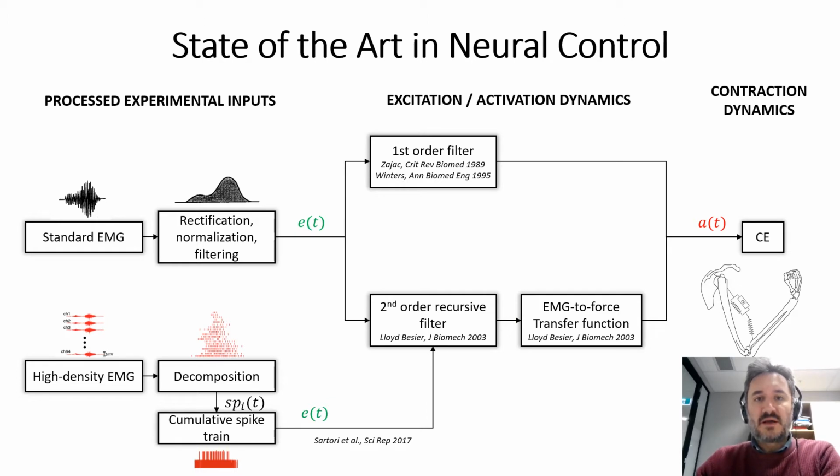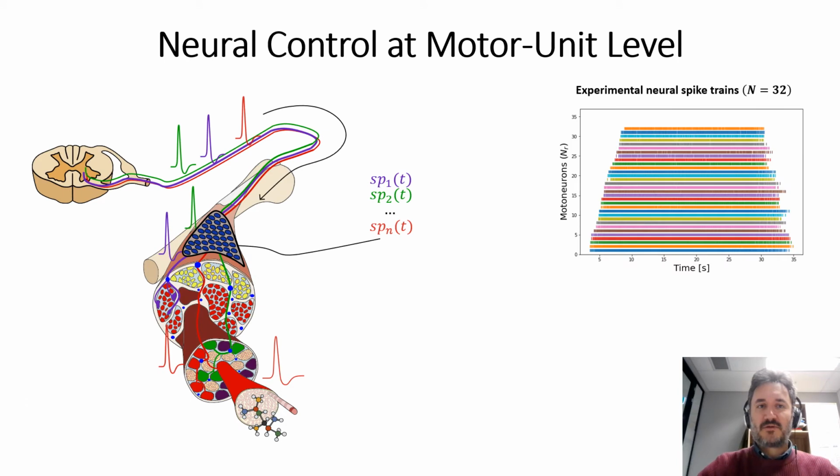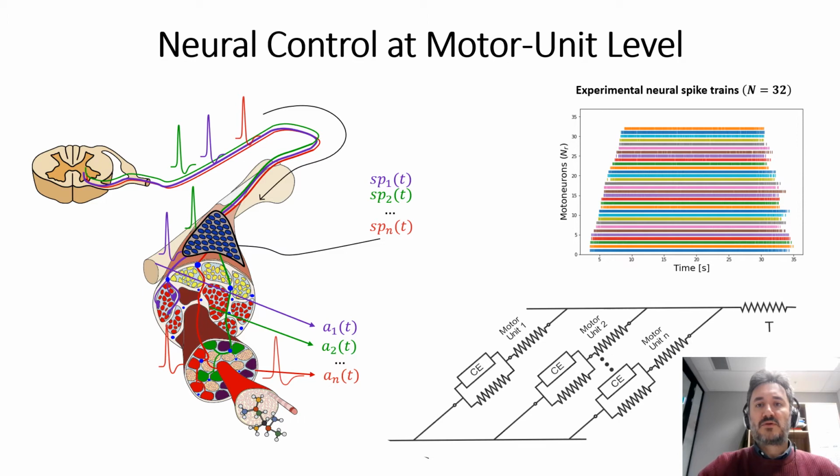We believe that the decomposed high-density surface EMG signals provide enough information to control individual motor units. More in detail, we are convinced that when a certain number of spike trains for individual motor neurons are identified from high-density surface EMG, they can be used as controls for the individual motor units that they innervate, providing their individual active states. In other terms, we believe that a muscle model with a resolution at the motor unit level could be controlled, rather than a single Hill-type muscle model.